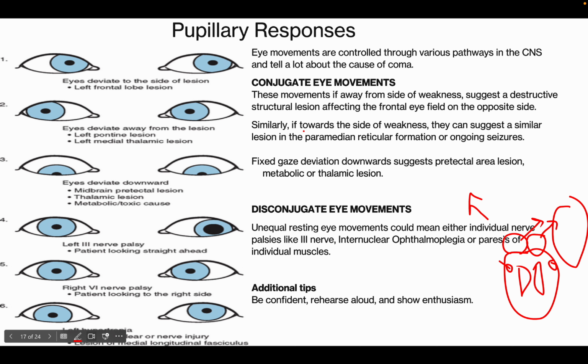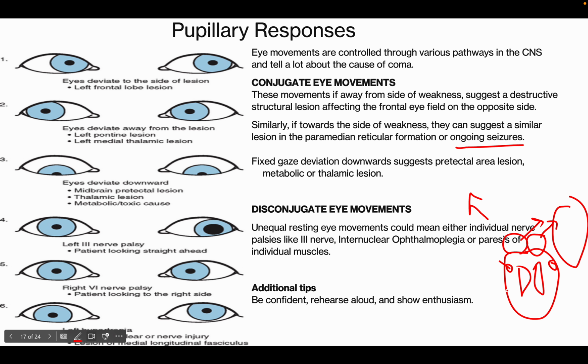Now similarly, if the conjugate movements of the eyes are towards the side of the weakness, that would suggest a different etiology or cause. So it could mean the patient has ongoing seizures. Now what does that mean? When a seizure occurs, for example maybe on this side, abnormal electrical brain activity is causing abnormal body movements of one side of the body. Now in this case it will be the right side, right?